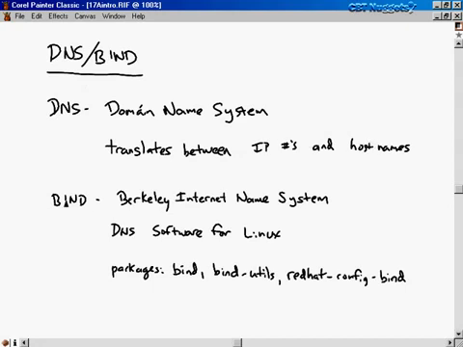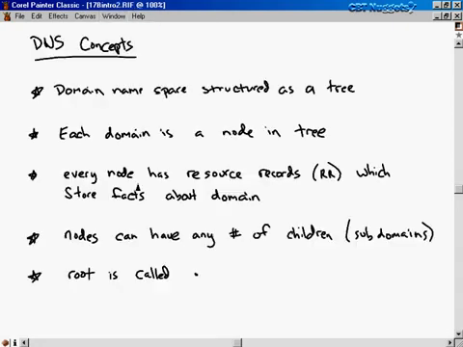All right, so BIND is the Berkeley Internet Name Domain, and this is the standard DNS software for Linux and Unix computers. The packages that you need to run BIND: there's one package called bind, and the most current version is 9.1. Bind-utils and Red Hat config bind are other packages that you'll need. Okay, so now let's talk about some DNS concepts for a minute. That'll make the rest of our discussion easier in this nugget.